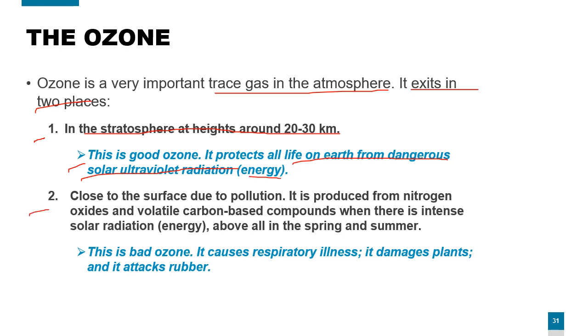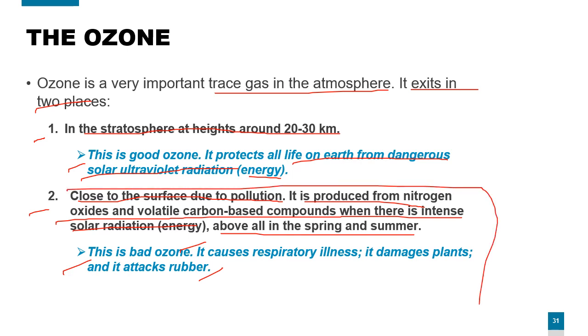So we have here the second, which is close to the surface due to the pollution. It is produced from nitrogen oxide and volatile carbon-based compounds when there is intense solar radiation or energy, above all in the spring and summer. So this is bad ozone layer. So it causes respiratory illness, it damages plants, and it attacks rubber. So yun na. Ito yung talagang dapat natin i-consider.